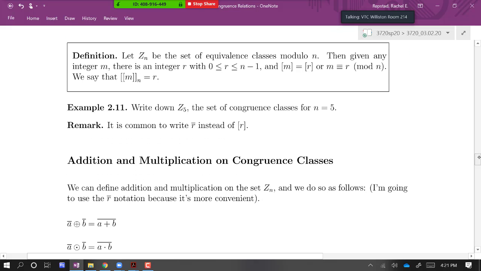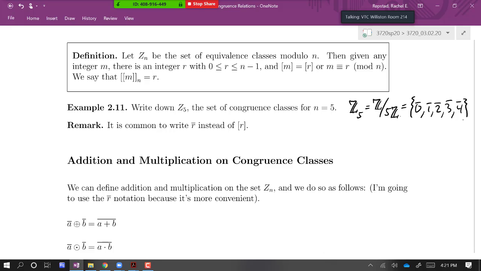So in example 211, we're going to write down the congruence classes for n equals 5. This is pretty simple. So we call it Z sub 5 or Z mod 5Z. You could really kind of take your pick as to what kind of notation you like. And we're just going to start at 0 and go up to 4. Every integer will fit into one of those congruence classes.